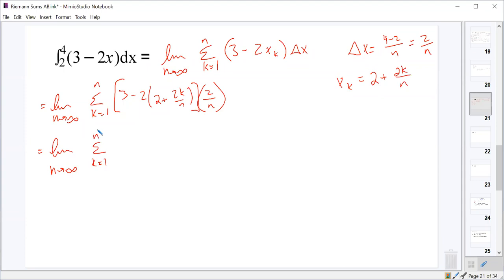So we've got the negative 2 times the 2 is a minus 4. So we get 3 minus 4, which is a negative 1. And the negative 1 gets multiplied by the 2 over n, so that's negative 2 over n. And then we've got the negative 2 times the 2k over n, which is negative 4k over n, and then that should become a minus 8k over n squared. Everybody good with that or no?